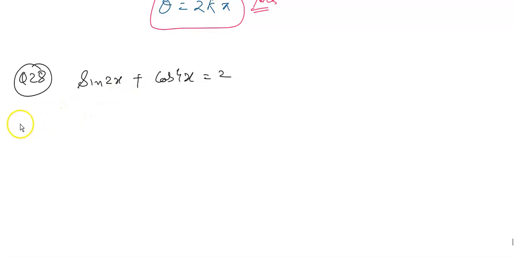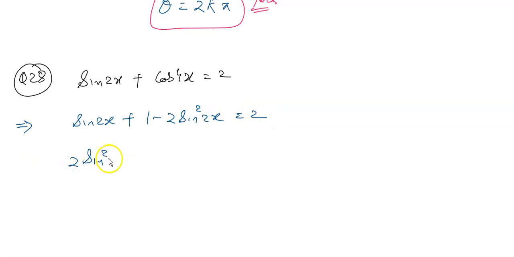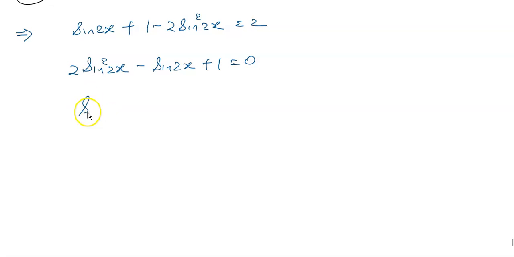One way is that we keep sin 2x as it is, and write cos 4x in terms of sin 2x, and that is nothing but 1 minus 2 times sine square 2x equal to 2. So this implies 2 times sine square 2x minus sin 2x plus 1 equal to 0. So we can solve this as a quadratic, that is sin 2x is equal to minus b, that is 1, plus minus root of b square, that is 1, minus 4ac.